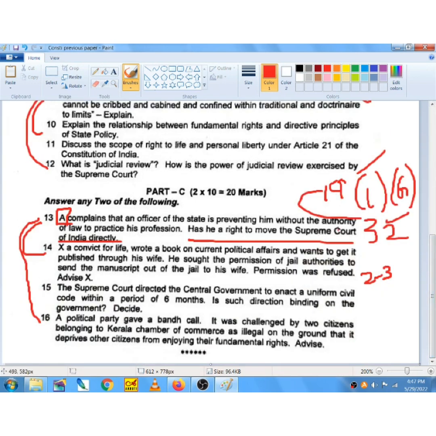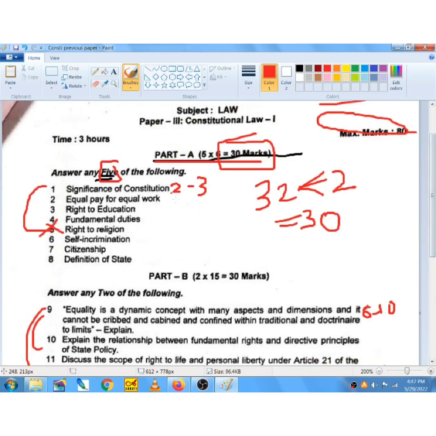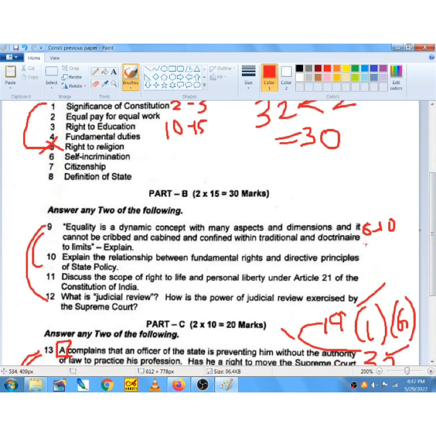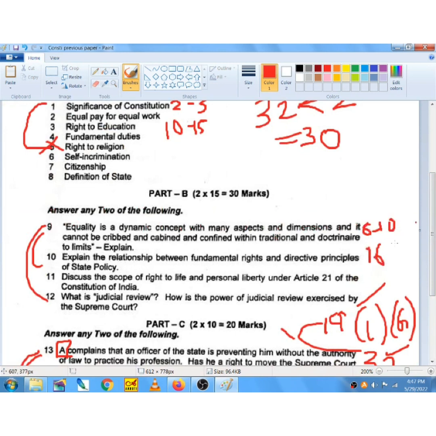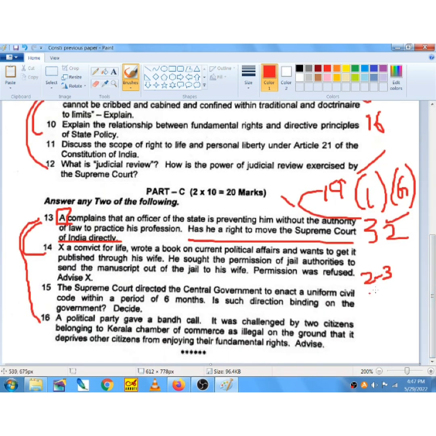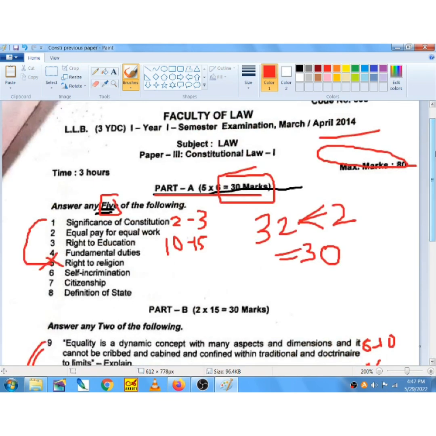It will depend on the amount of matter in the case of part C. So in this case there are 2 principles. Sometimes cases will have only 1 principle, so I couldn't elaborate it much, but generally this will be 2 to 3 sides. So it will take about 10 to 15 sides. Then this will take about 16 sides. So 26, and lastly this 30. So about 30 sides will be enough for you.